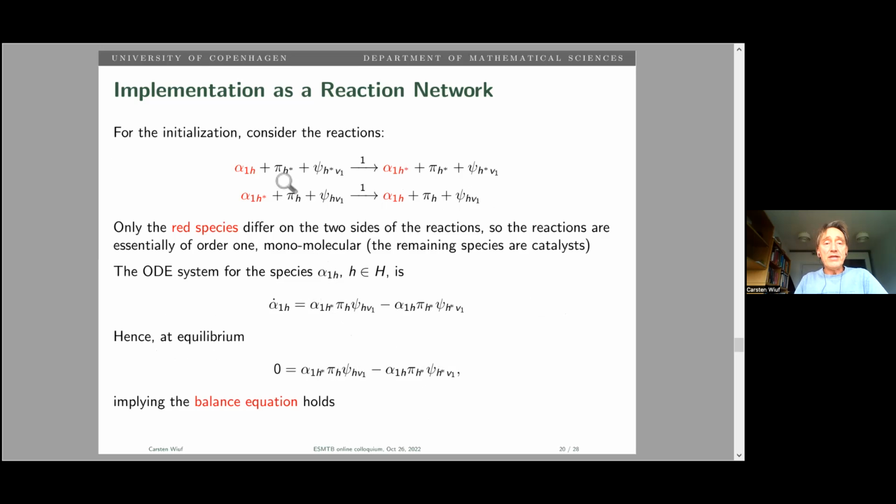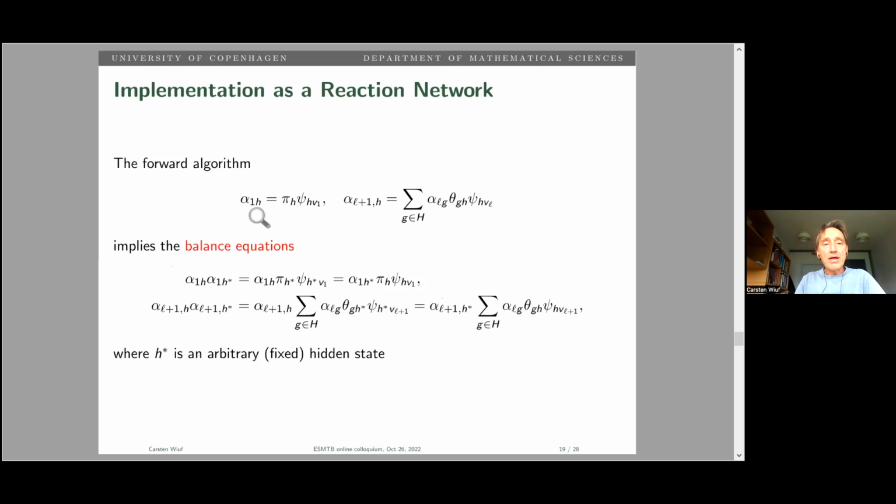So imagine now that I fix the concentrations of the pi and the psi to the current values of pi and psi, and then I run this ODE system until equilibrium has been obtained. Since this is a variable and this is a variable, this is a linear first order system, then I would eventually get to an equilibrium, and this equilibrium will fulfill the balance equation. What one can show is that this equilibrium is precisely the value of alpha 1 h in the Baum-Welch algorithm.